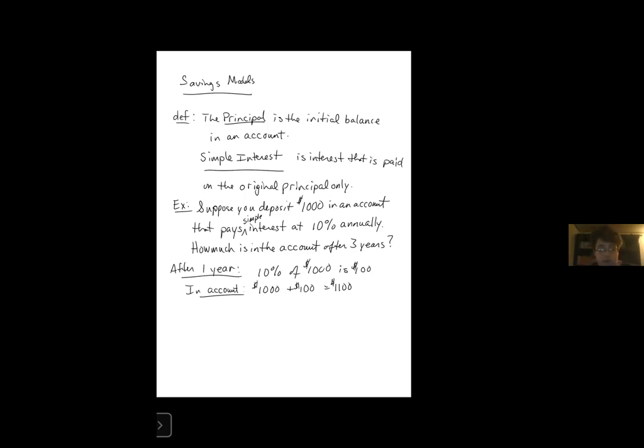This is just simple interest. So with simple interest, this amount that we get for the first year is also going to be the amount we get for the second year, because in year 2, we're earning interest on only the principal, on only the original $1,000. So each year we're going to get another $100.